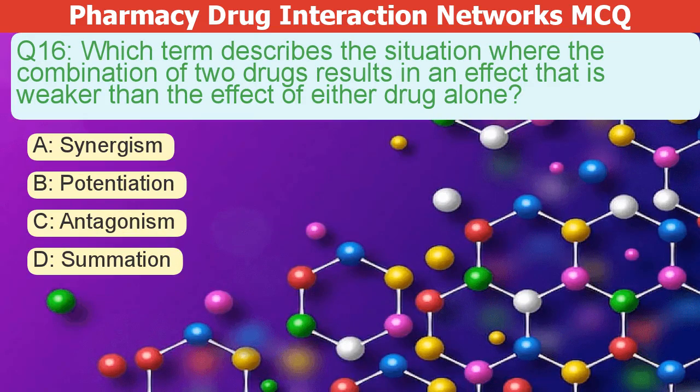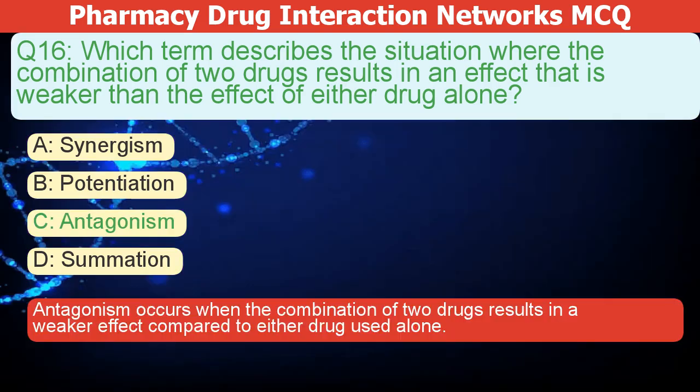Which term describes when two drugs combined have a weaker effect than each alone? A. Synergism. B. Potentiation. C. Antagonism. D. Summation. The correct answer is C. Antagonism occurs when two drugs combined have a weaker effect than either drug alone.